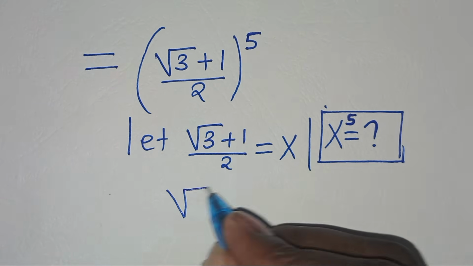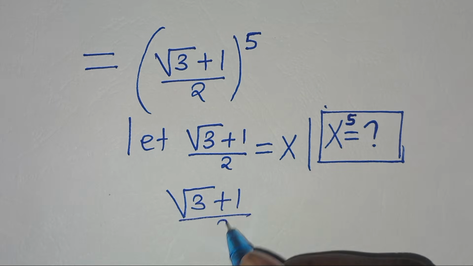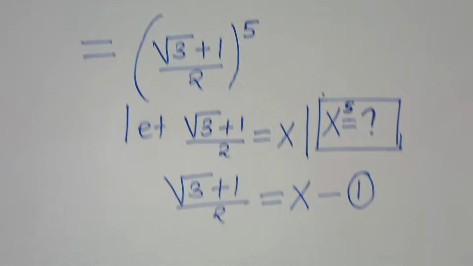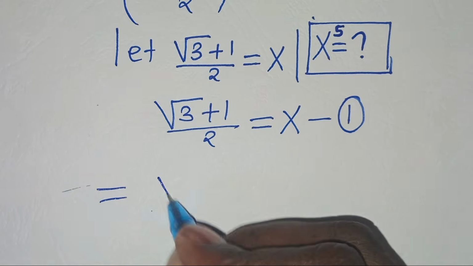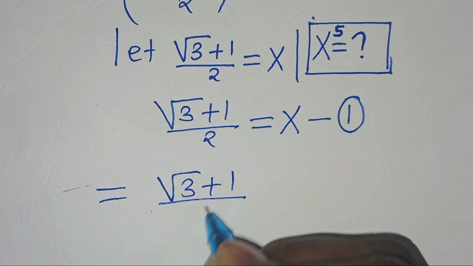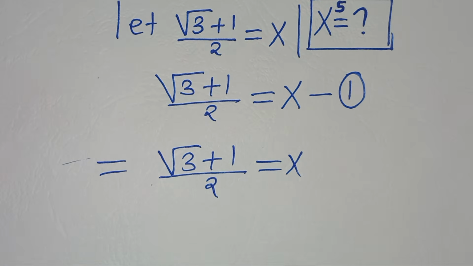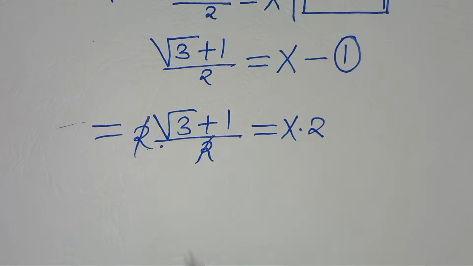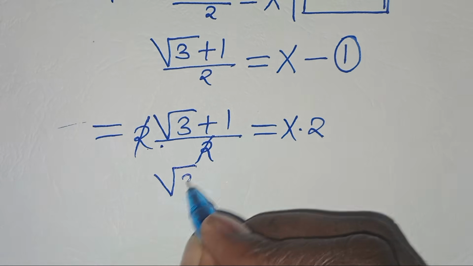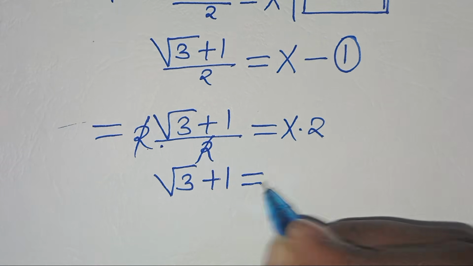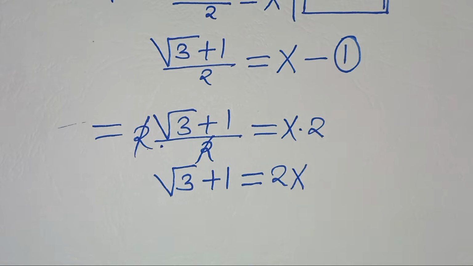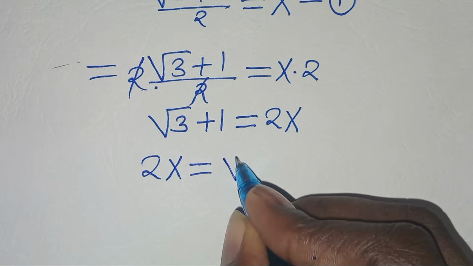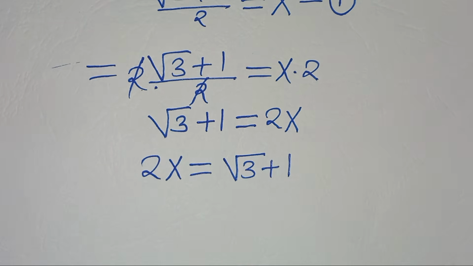Now we have the square root of 3 plus 1 over 2. This is equal to x. We can call this equation 1. Now, this means that square root of 3 plus 1 over 2 equals x. Let's multiply on both sides by 2, so that here we simplify 2, so that we have square root of 3 plus 1. This is equal to x times 2, which is 2x. So this is the same thing as 2x, which is equal to square root of 3 plus 1.